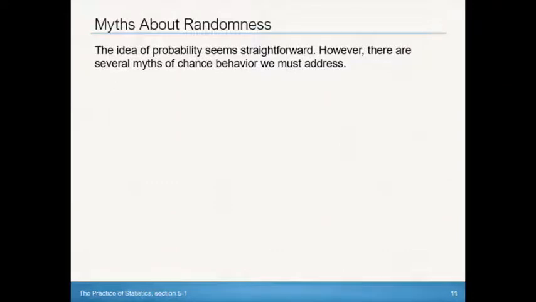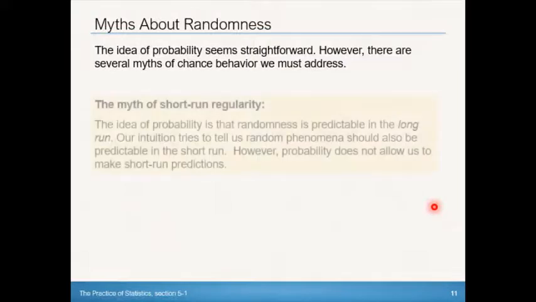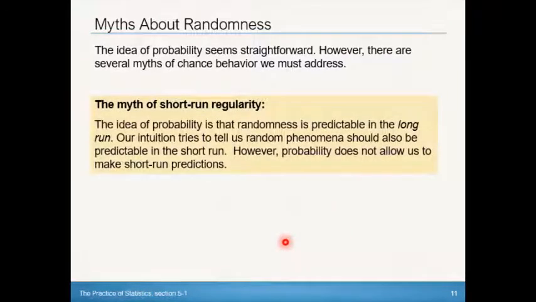All right, some myths about randomness. The short run regularities. The idea of probability is that randomness is predictable in the long run. So in the short run, you can't really make predictions. And this is why gambling and casinos with roulette wheels and things work. Yes, I know I can have predictable behavior in the long run. In the short run, I could win, right? I would beat the house in the short run.